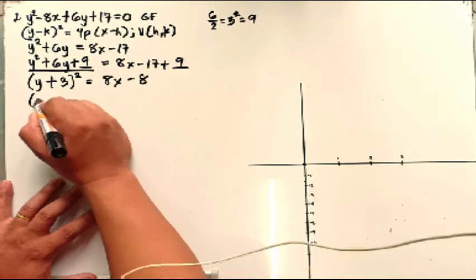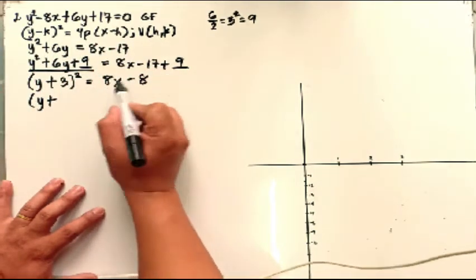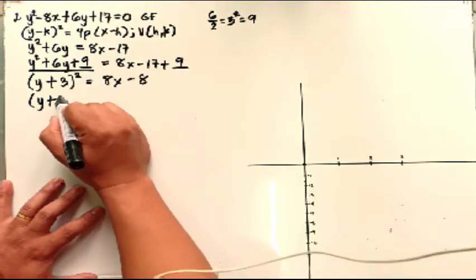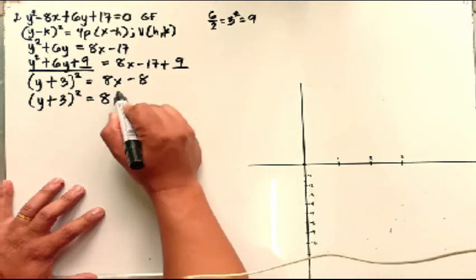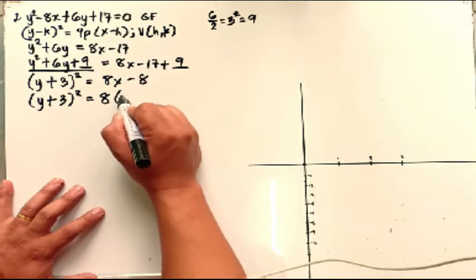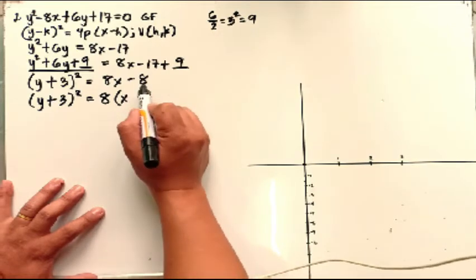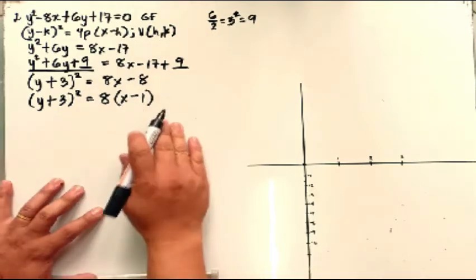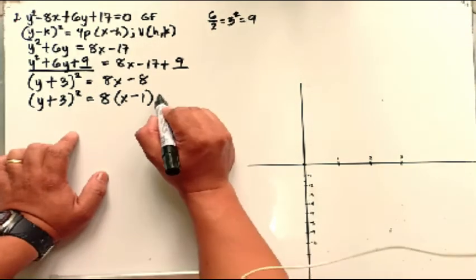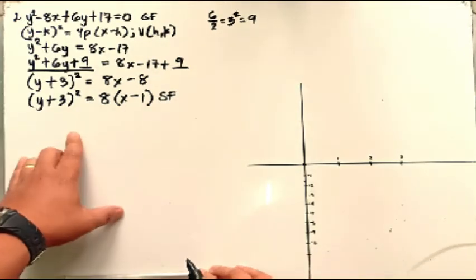Now, for us to formally have this form, we need to factor 8x minus 8. We need to move that 8 out. So let's put your 8. So 8x divided by 8 is x, then 8 divided by 8 is 1. So here, this is now the standard form of the parabola.